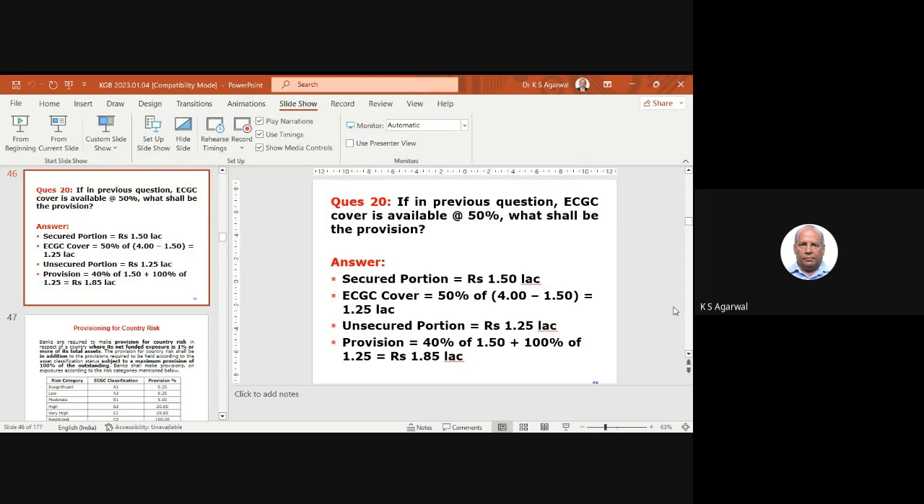So my unsecured portion will be now 4 minus 1.50 minus 1.25 lakh. I will be reducing the secured portion and the ECGC cover from balance outstanding to arrive at unsecured portion. So secured portion is 1.50 lakh, unsecured is 1.25 lakh. So DB2, 40% of 1.5, 100% of 1.25, and I will be able to calculate the provision.